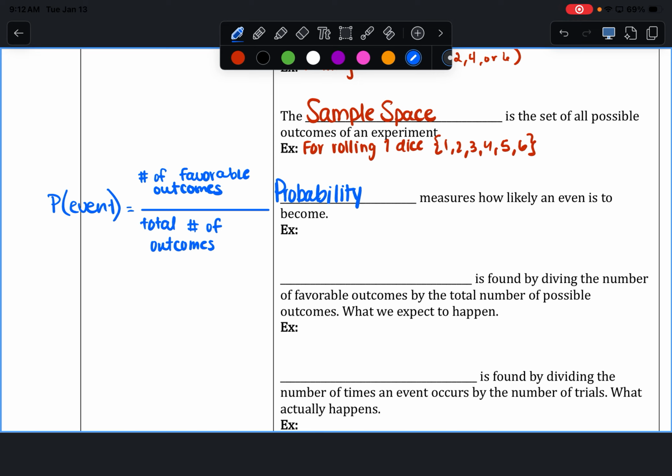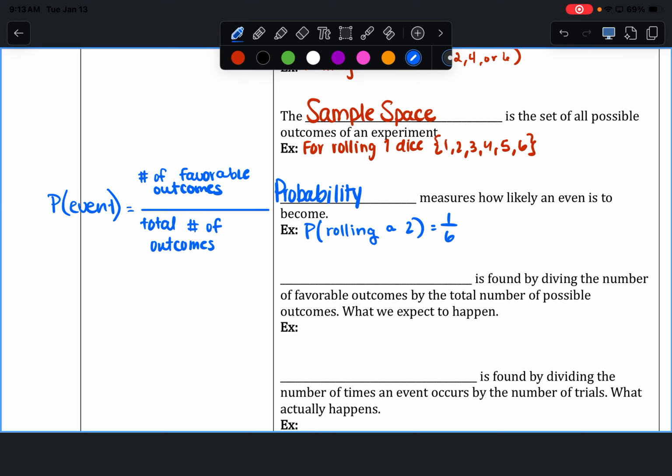So if I use the example for the probability of rolling a 2 with a dice. How many different ways can I roll a 2 on a dice? 1. Out of how many ways can a dice land? 6. So the probability of rolling a 2 on a dice is 1 out of 6.